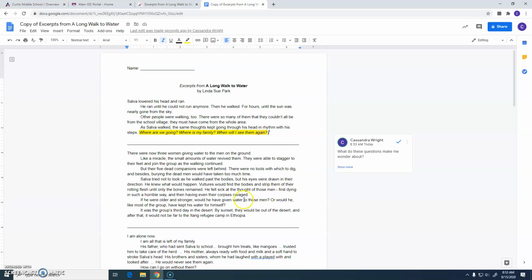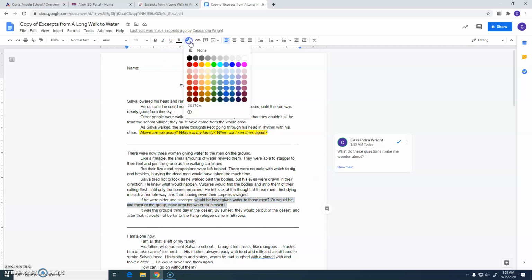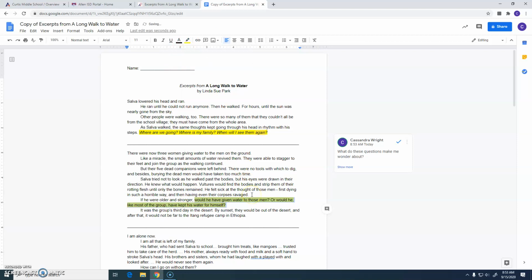Obviously the tough question here is, would he have given water to those men, or would he, like most of the group, have kept the water to himself? So he's now questioning what kind of person he would be if he was given an opportunity to help. So again, whenever we see this, we want to make sure we're asking, what do these questions make me wonder about?